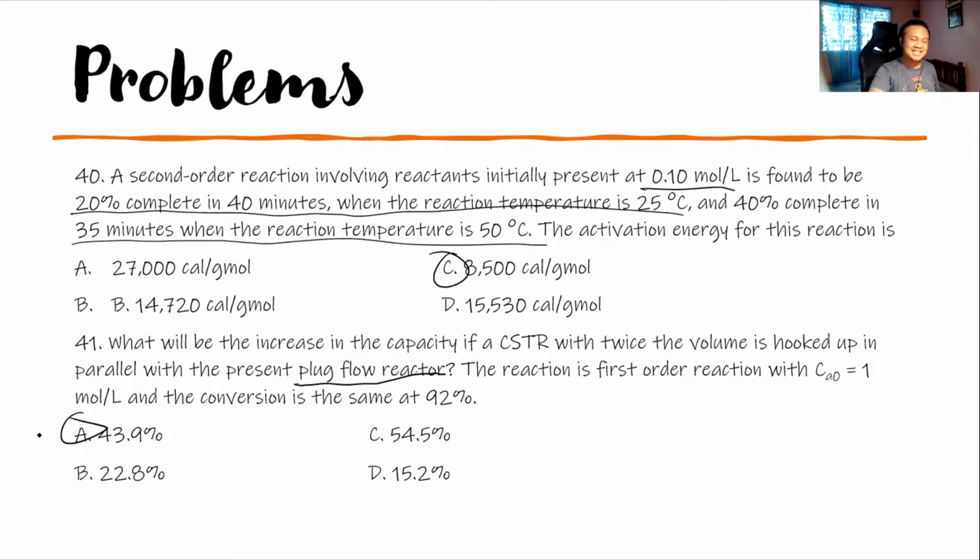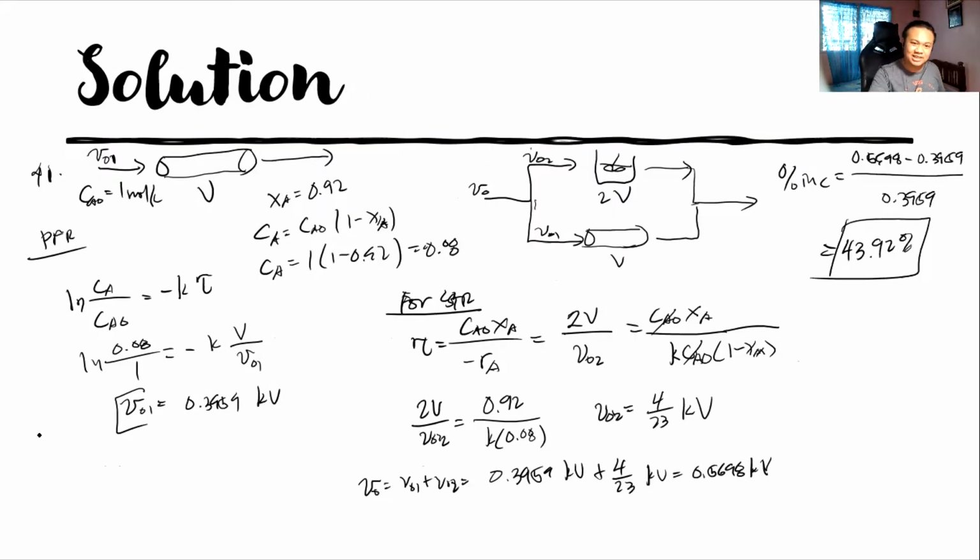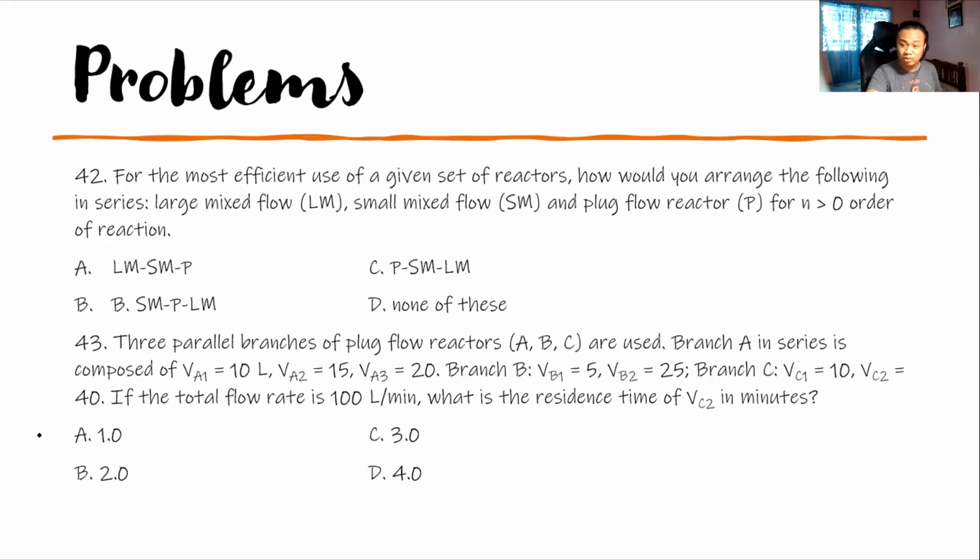Okay, so that's it. Let's move on to number 42. For the most efficient use of the given set of reactors, how would you arrange the following in series? A large mixed flow reactor or large CSTR, a small CSTR, small mixed flow, and a plug flow reactor for an order of reaction N greater than 0. So meaning first order, second order, third order. So what is the most efficient arrangement that you can use?